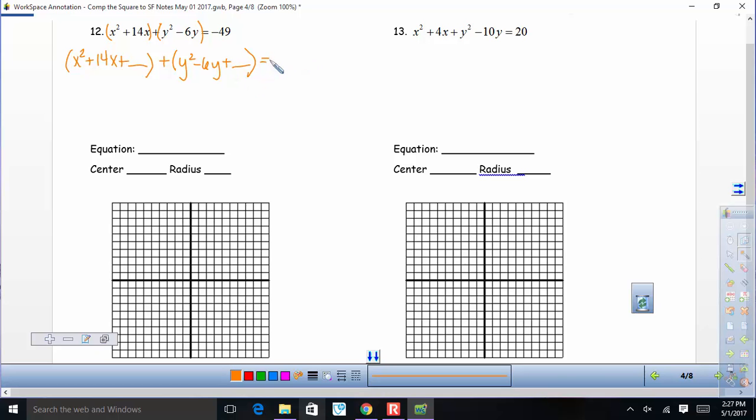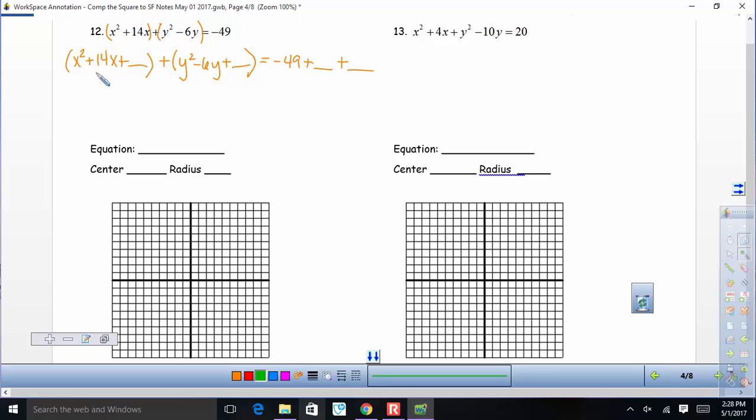Now, if I have 2 blanks on my left-hand side, how many should I have on my right-hand side? 2. So I need to put negative 49 plus blank plus blank. Okay? Now from there, we're going to fill in our blanks.